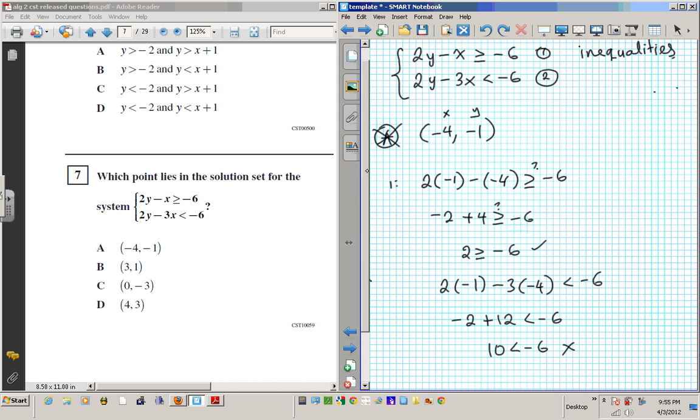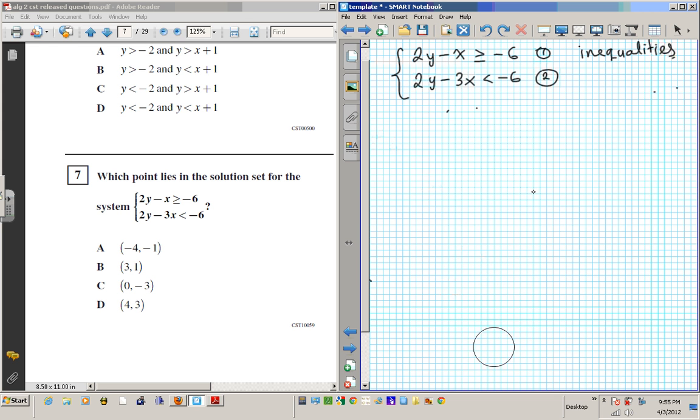Alright, next we're going to test the next ordered pair to see if it satisfies the inequalities. If it does, that's our answer. If not, we just keep going down the list. Alright, so let's try letter B. Letter B has the ordered pair 3, 1. So let's see.